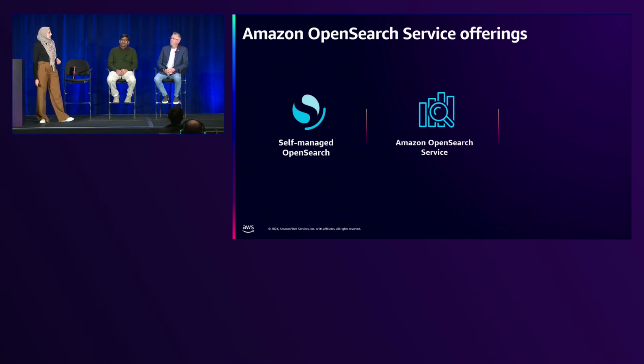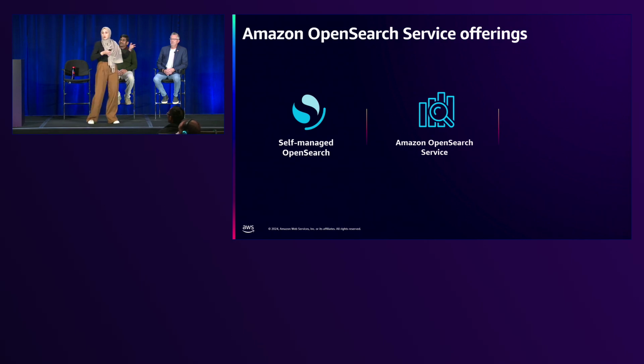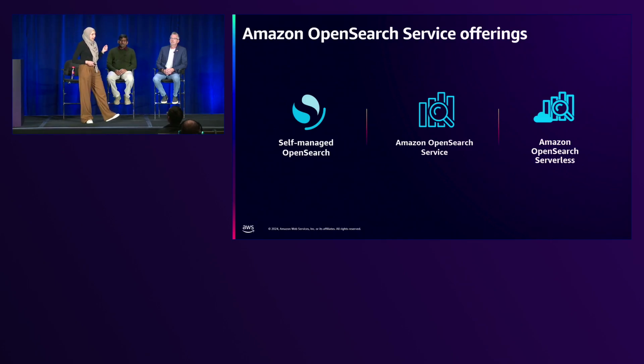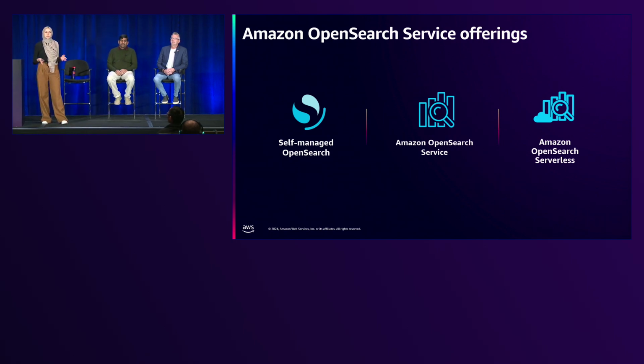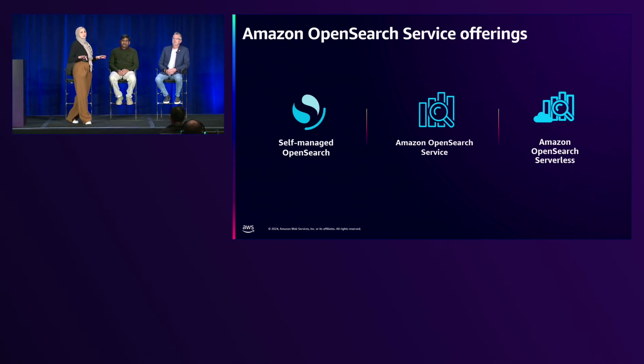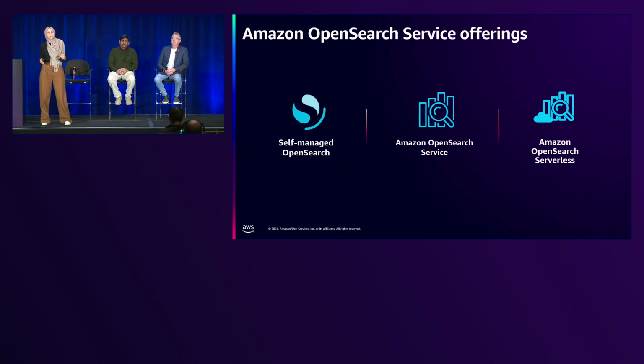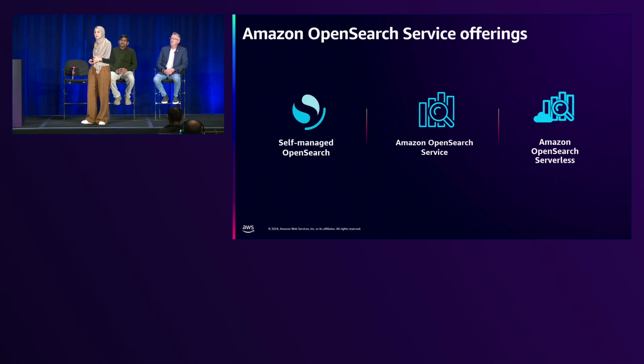Now, AWS offers a managed version of OpenSearch open source, which is Amazon OpenSearch Service. So with OpenSearch Service, you get the full capabilities of OpenSearch open source combined with the scalability, security, and availability of AWS Cloud. AWS also offers a third version of OpenSearch deployment, which is Amazon OpenSearch Serverless. With OpenSearch Serverless, you don't need to provision any instances, and it requires very minimal knowledge of OpenSearch internals, like sharding best practices, indexing best practices, etc.